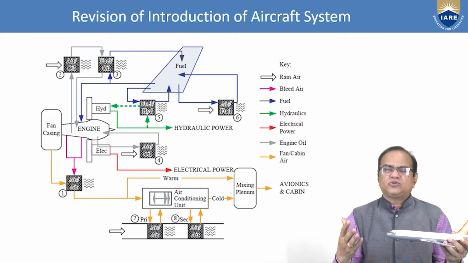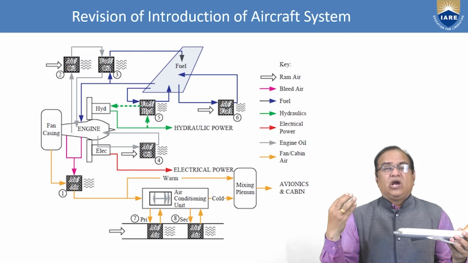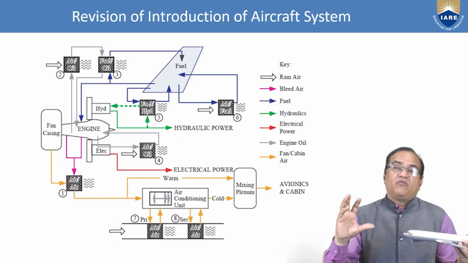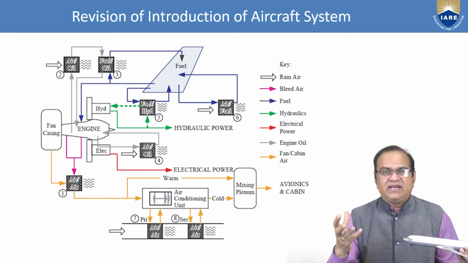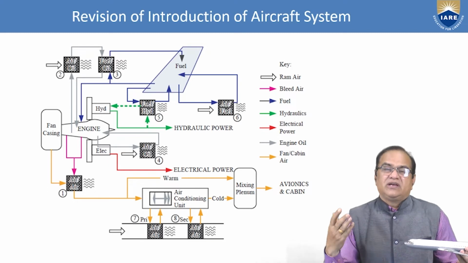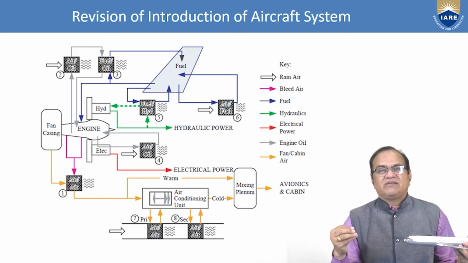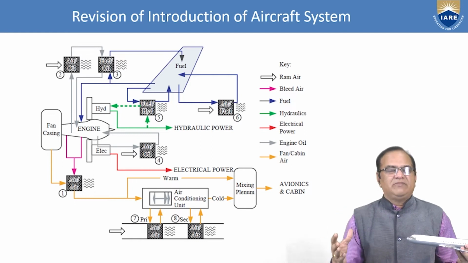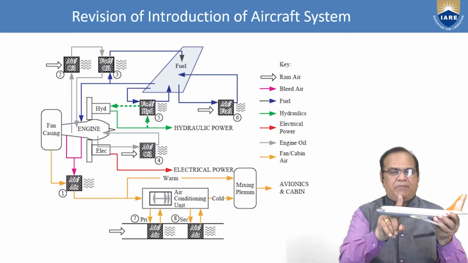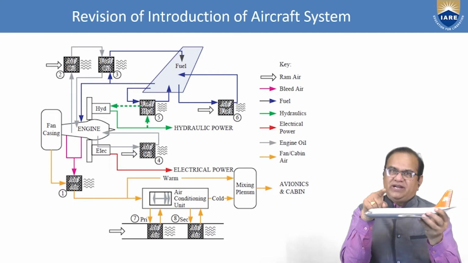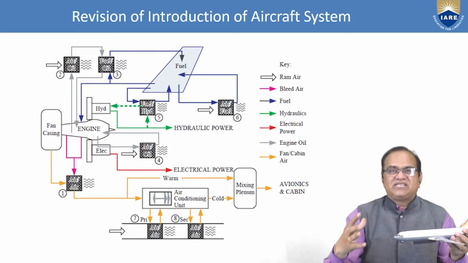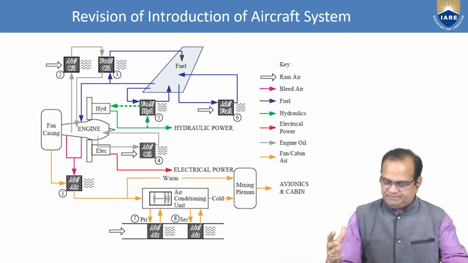This ram air is used for cooling of the aircraft systems that I will explain, and also to operate the wind turbine, so that emergency electrical power can be generated if the aircraft main power generation system, that is the alternator, fails. At that time the pilot will lower this wind turbine, and due to the wind effect it will rotate and generate power. This power will be given for emergency supply of the different aircraft systems.